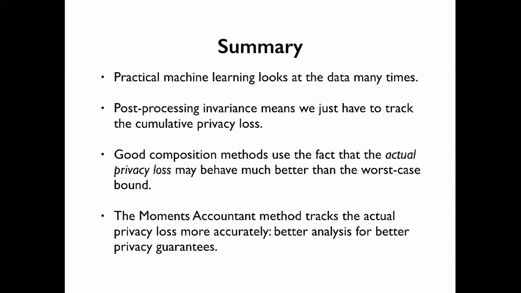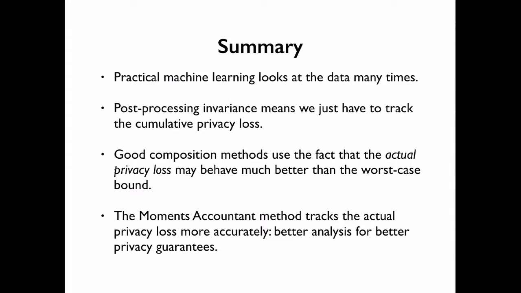Okay? So in summary, when you want to design practical machine learning algorithms, you often need to look at data many times, because there are many points in the machine learning pipeline where you need to look at data, and certain properties of differential privacy make this process smooth. So for example, post-processing invariance means that we just have to track the cumulative privacy loss. We don't need to worry about what happens after things cross the privacy barrier.